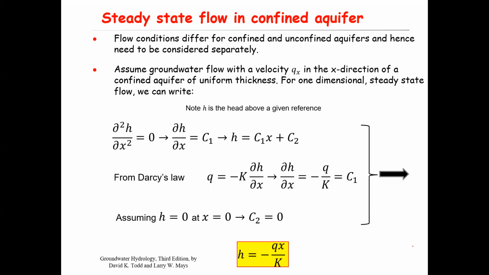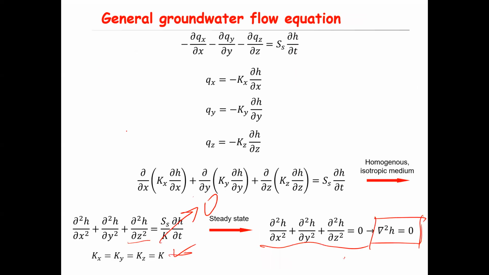The flow condition basically differs for confined and unconfined aquifers because you will have different boundary conditions, and you will see it in the next few minutes. So we can now solve this equation for different boundary conditions. Let's first consider this case. That is, let's assume groundwater flow with a velocity Qx in the x direction of a confined aquifer of uniform thickness. So that means I'm now solving this equation for a confined aquifer.